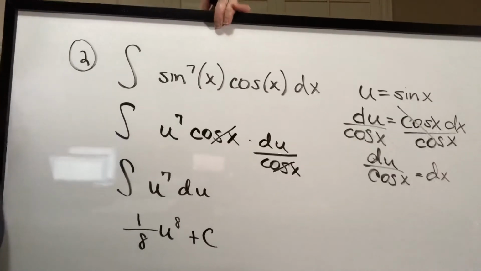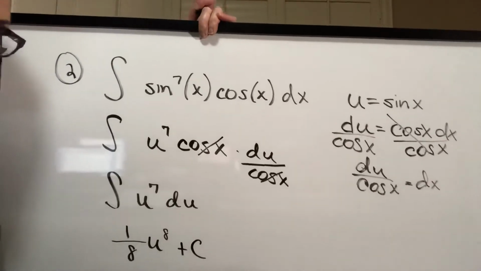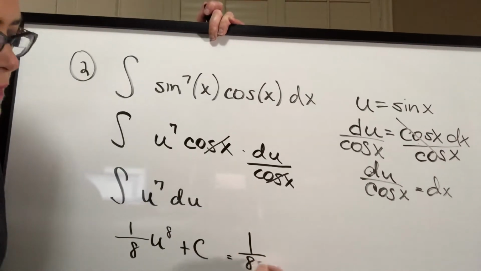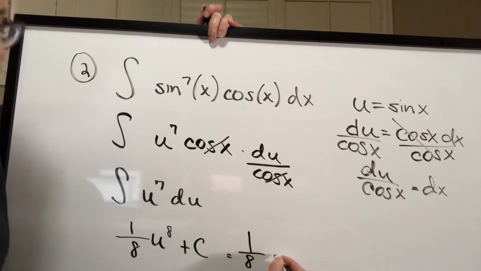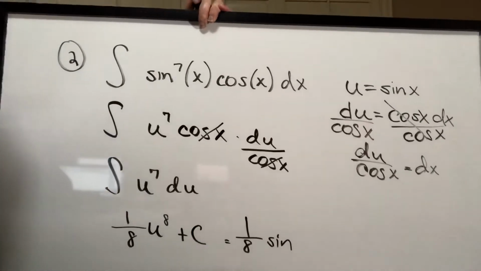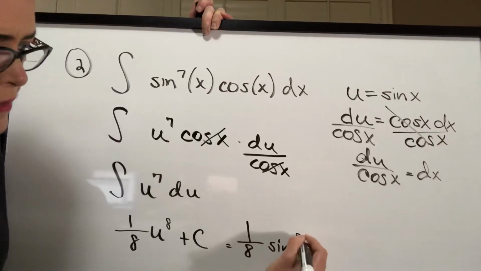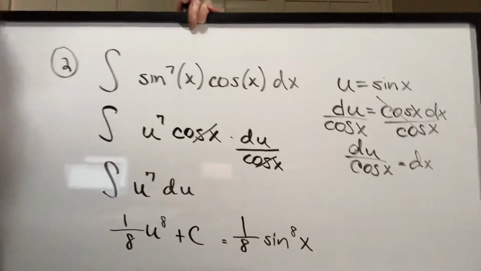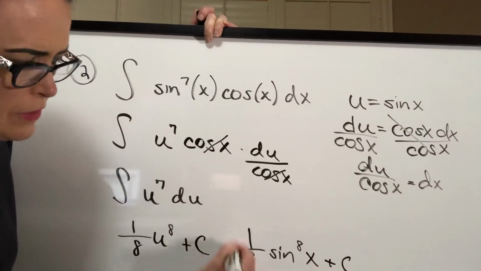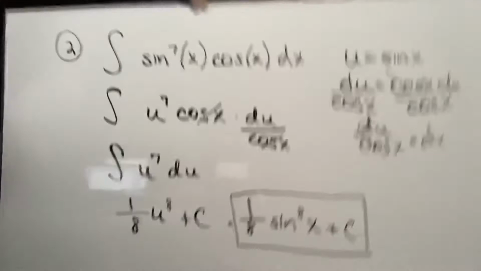And in your final step, you'll just go back and fill in what u was. So u was the sine of x. So your answer would be 1/8 sine of x. Now, since it's to the 8th power, remember it's typical to write the 8 first, and then sine of x like that, and then plus c. So here would be your answer for number 2.